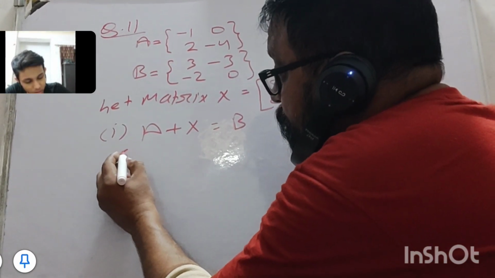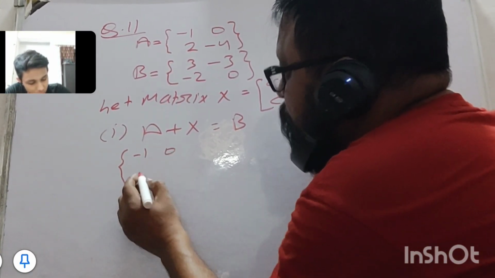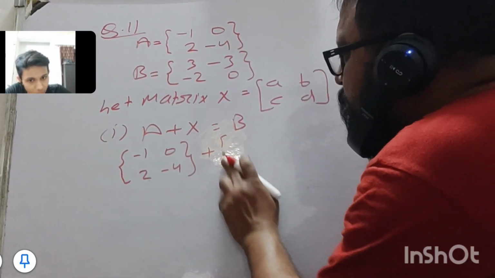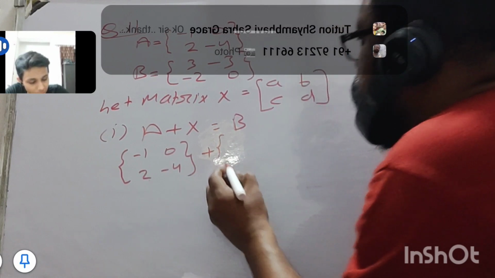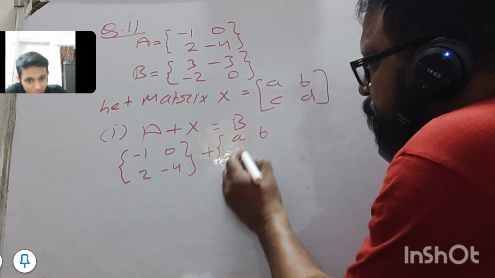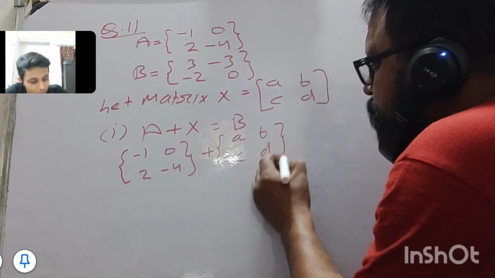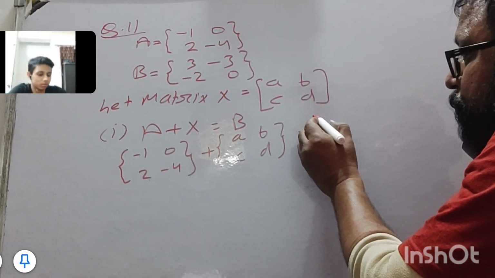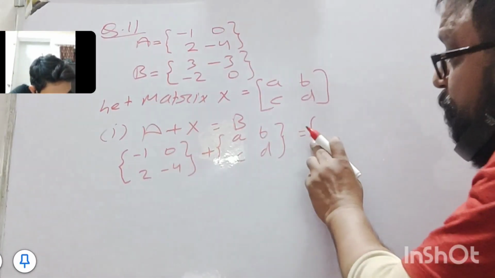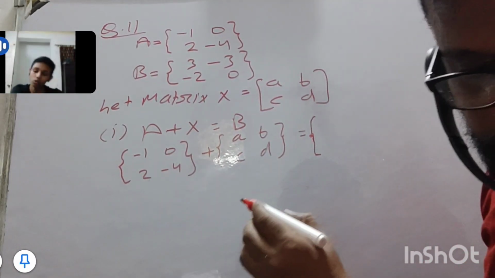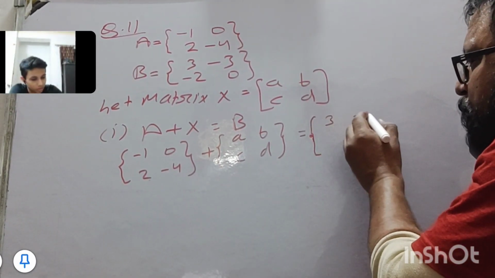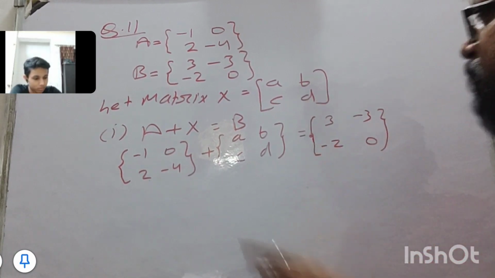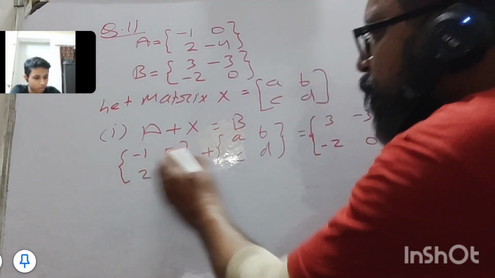So now we will write matrix A, that is -1, 0, 2, -4, plus matrix X, that is A, B, C, and D, equal to matrix B, that is 3, -2, 0. A plus X is equal to B.